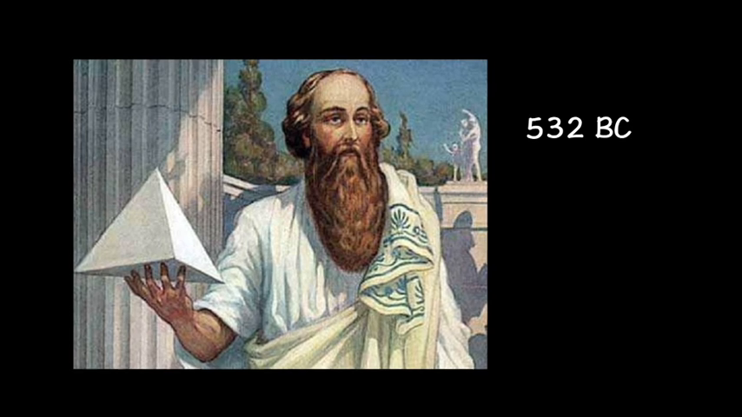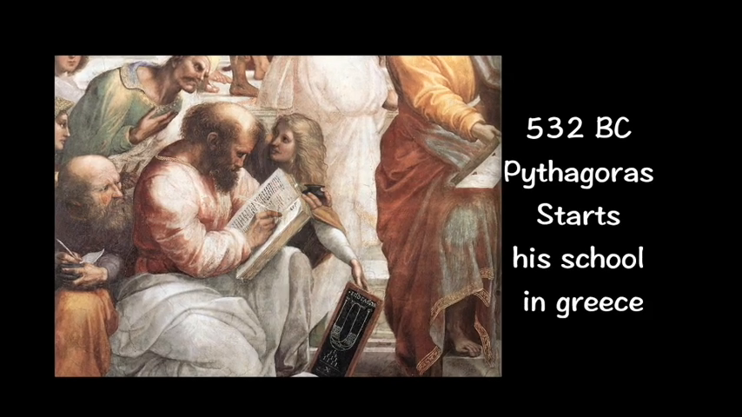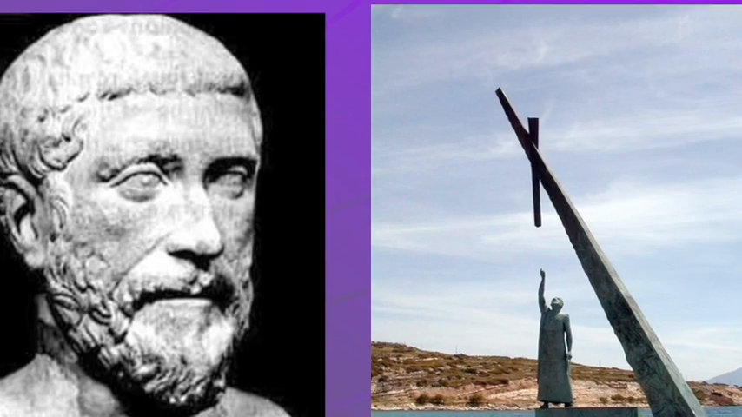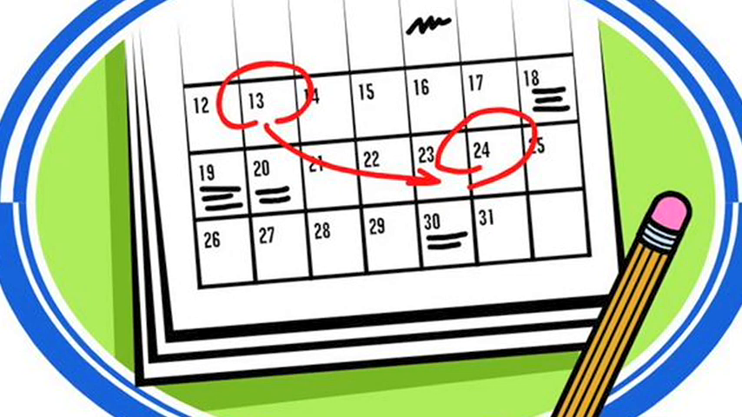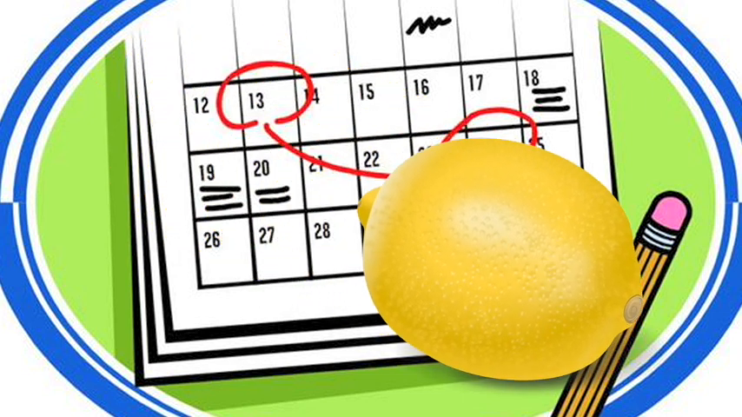532 BC, Pythagoras started his school in Greece. 5 replaces L, 3 replaces M, 2 replaces N. Create one word with L, M, N. The word can be L-E-M-O-N, lemon. Visualize when Pythagoras started a big school. From the school calendar, a big lemon is falling down.